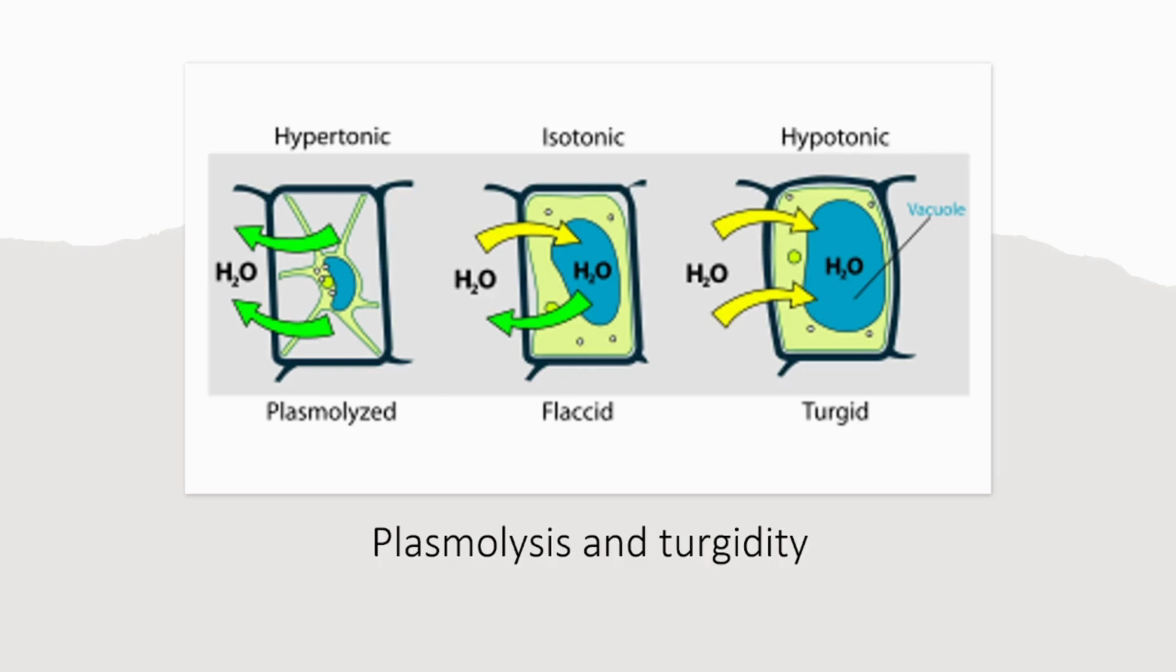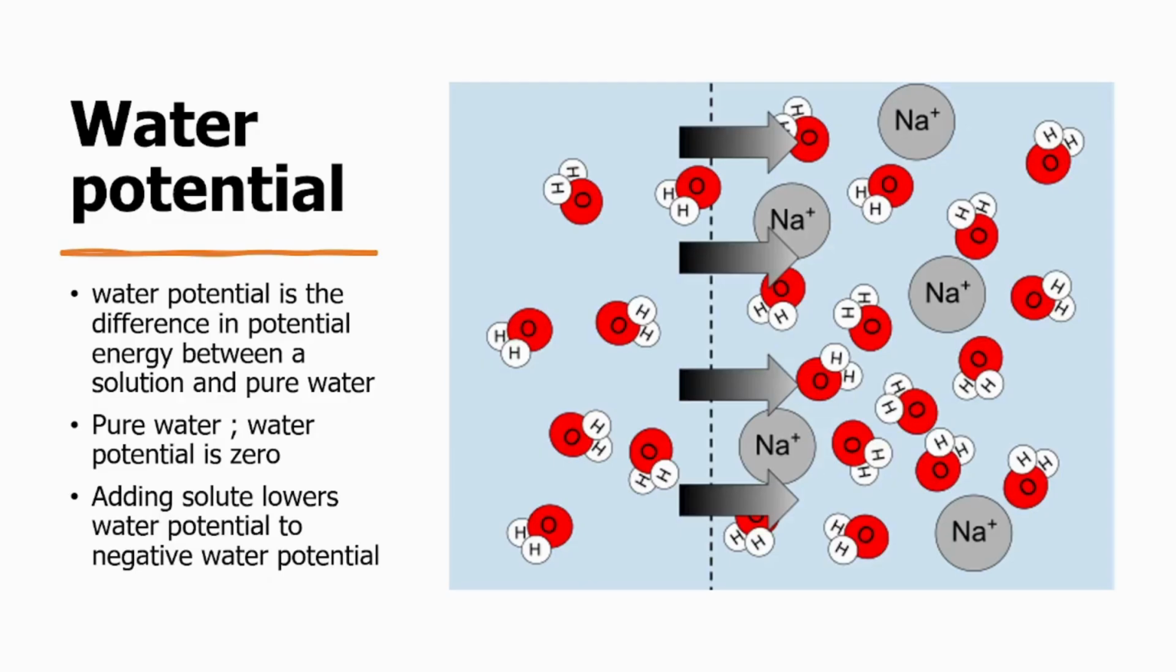Now, to know this better, we'll have a brief idea about what is meant by water potential and osmotic potential. So basically, you all know that any substance has some energy associated with it. The same way, water also has some potential energy associated with it. And pure water's water potential is taken to be zero.